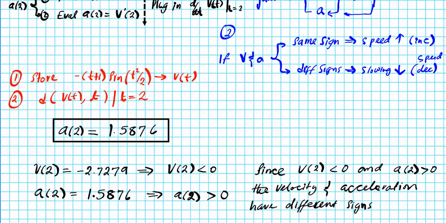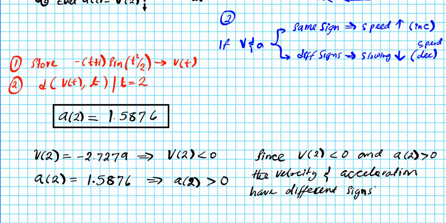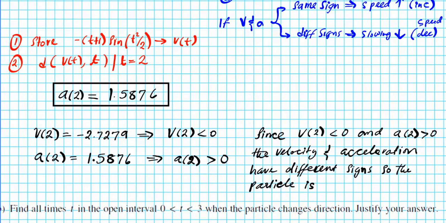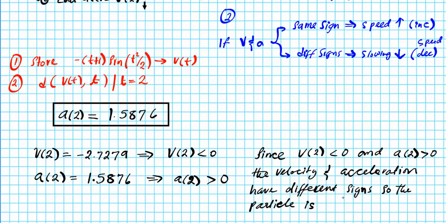So guess what? They have different signs, so the object is slowing down, okay? So the particle is decreasing in speed or slowing down. You can say one or the other; it means the same thing. It's decreasing in speed, or slowing down. They mean exactly the same thing.